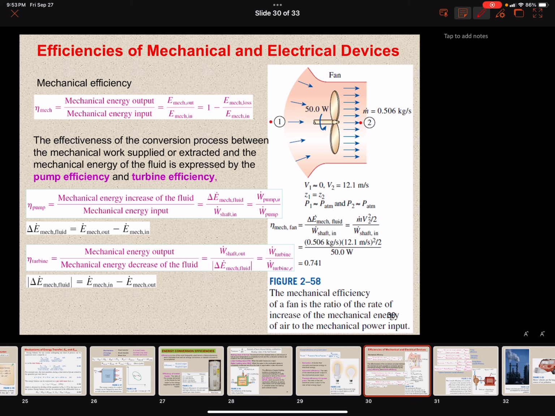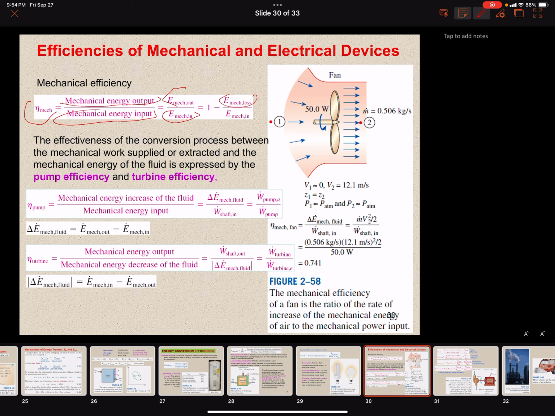In this slide, we will discuss the efficiency of the mechanical and electrical devices. The mechanical efficiency equation we can see here is the mechanical energy output over the mechanical energy input, and we can put it like E mechanical out divided by E mechanical in. Also, we can represent it as 1 minus E mechanical loss over E mechanical in.